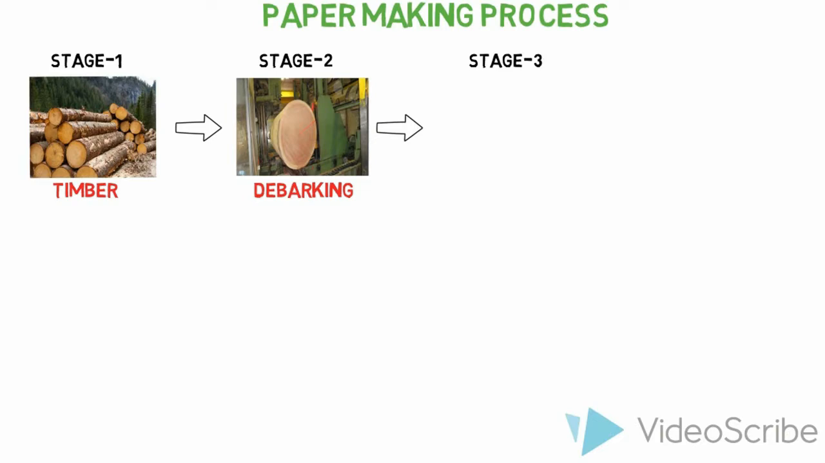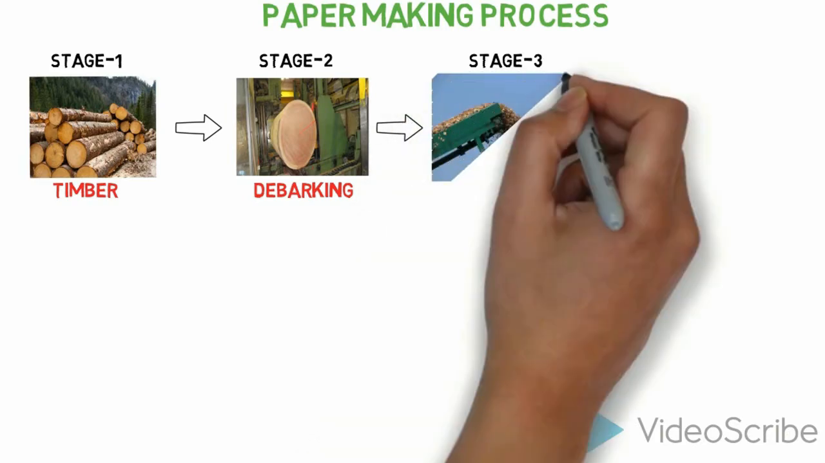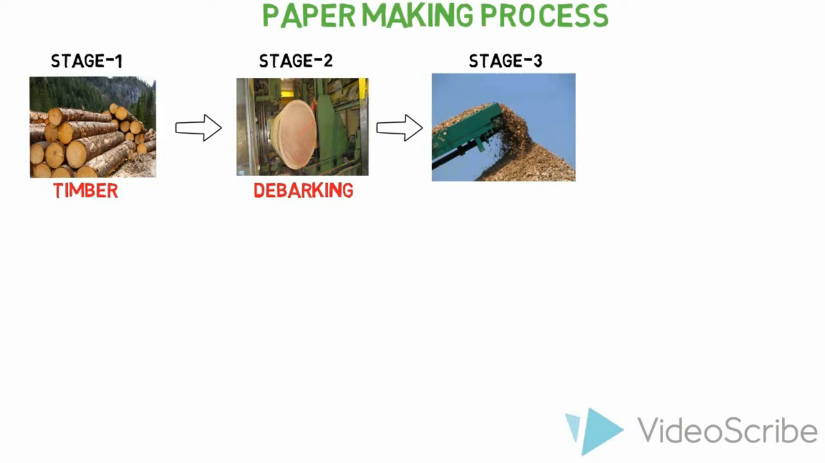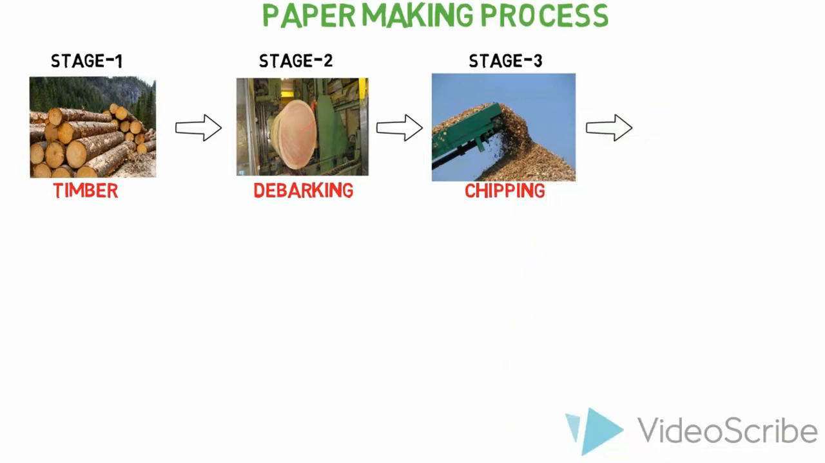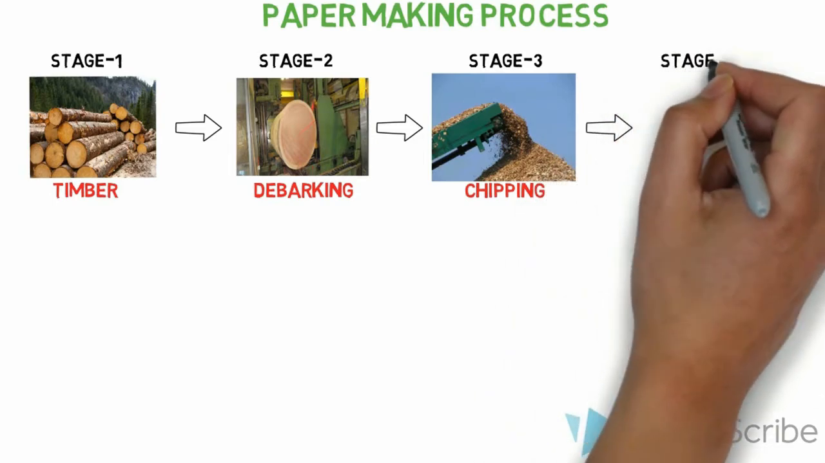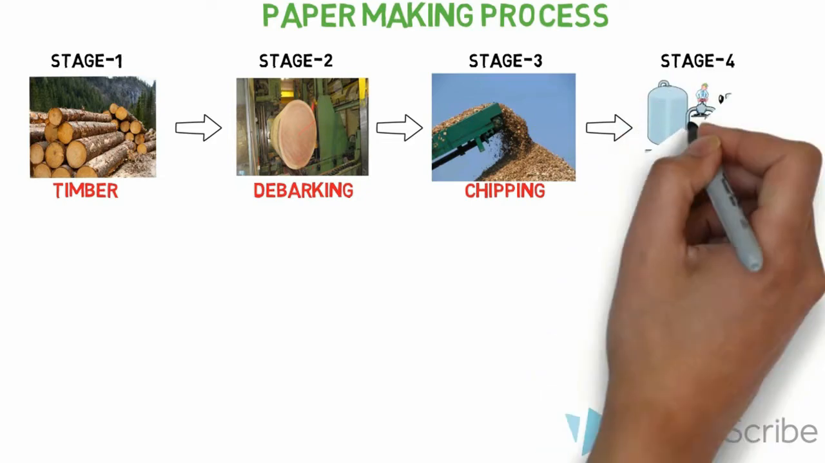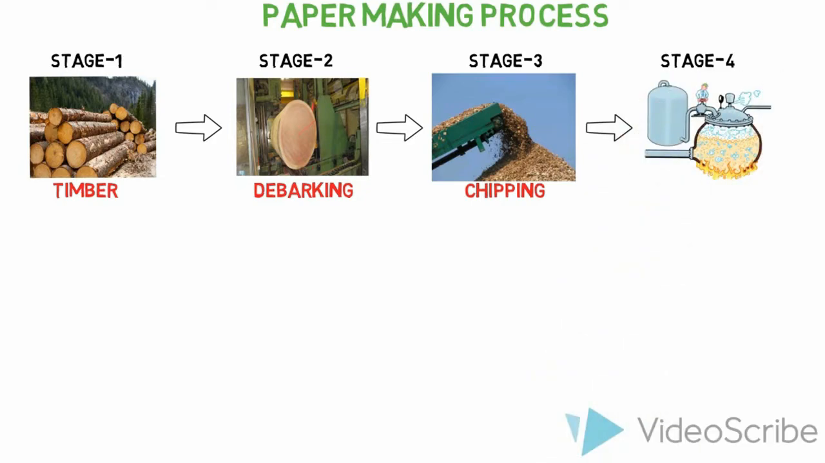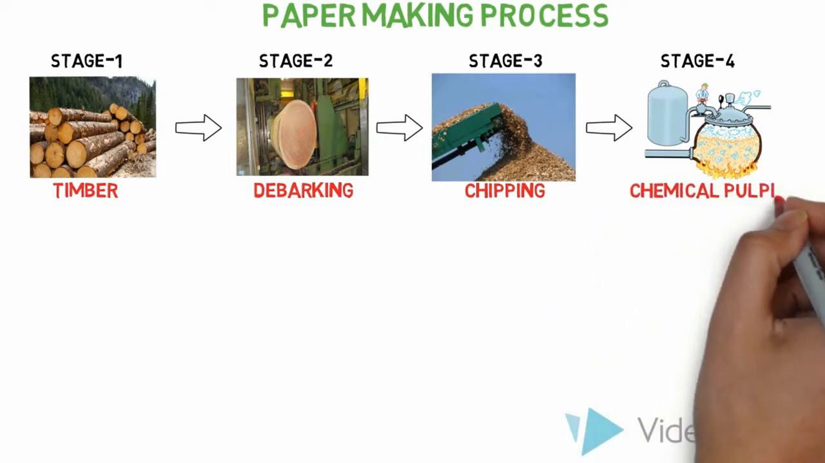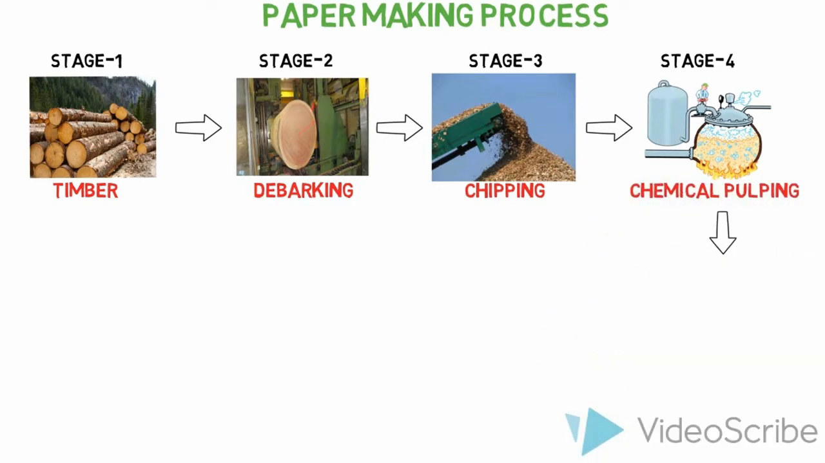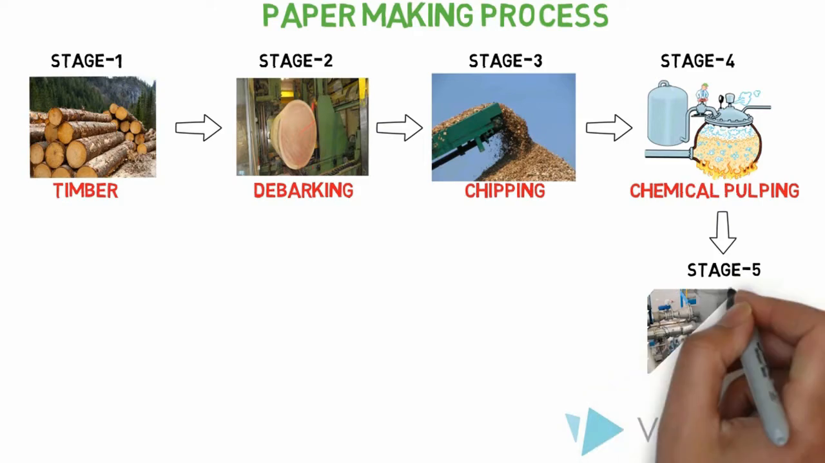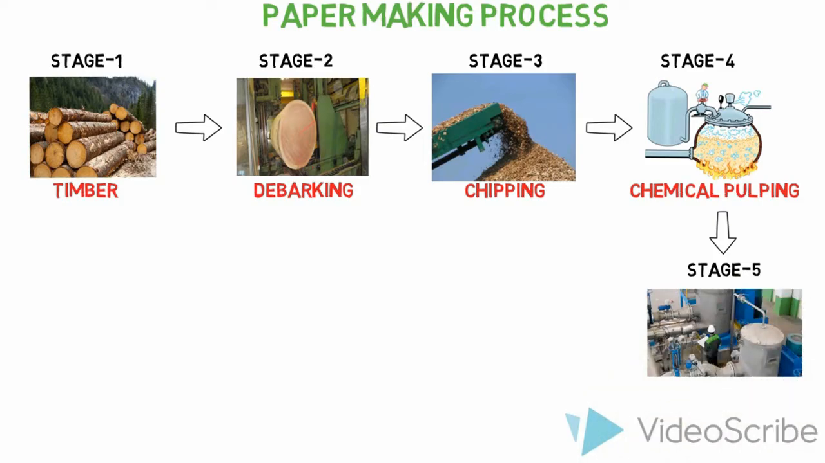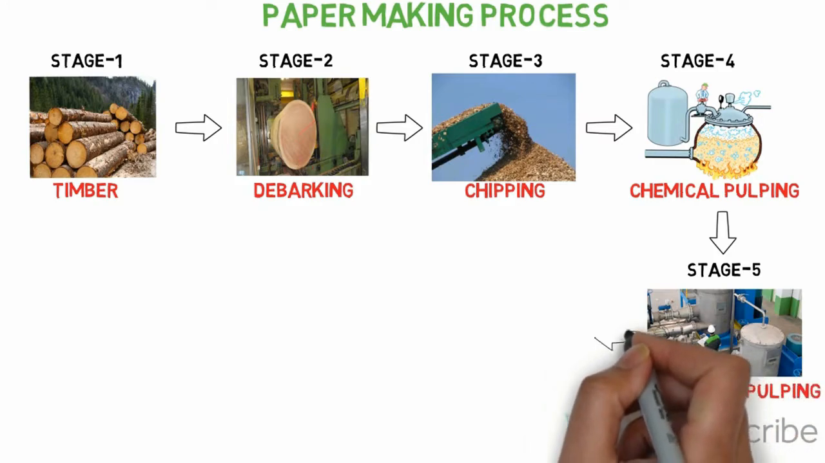Stage 3. Chipping. The wood after the debarking process is cut into small pieces for the next stage. Stage 4. Chemical pulping. In this stage, a bleaching agent is added to the wood pulp in order to increase the brightness of the paper. Stage 5 is mechanical pulping. In this stage, the cellulose fiber is mixed finely to bind equally and evenly for the screening process.